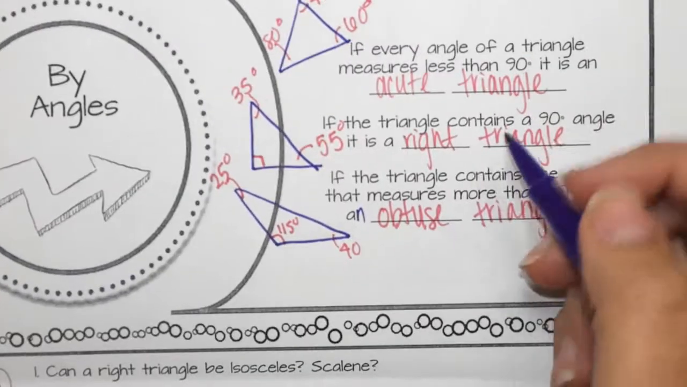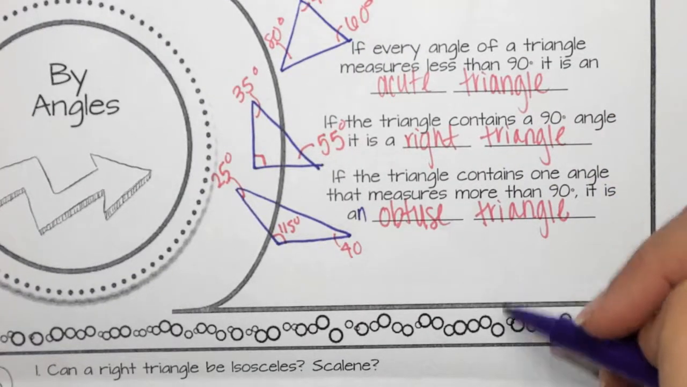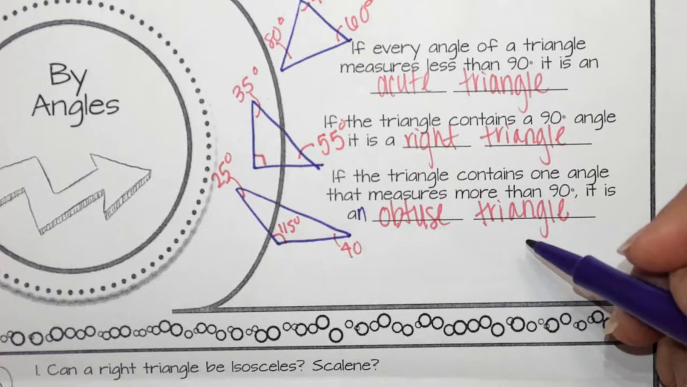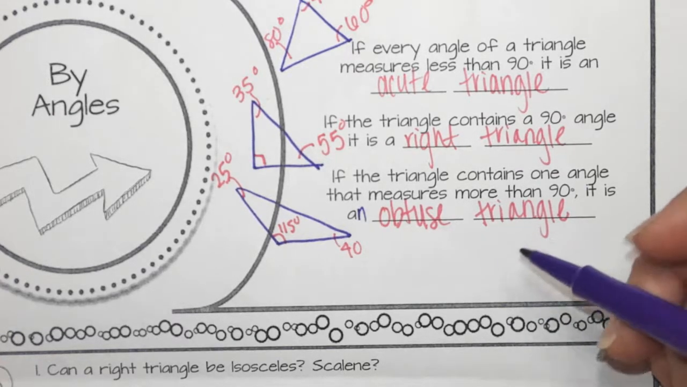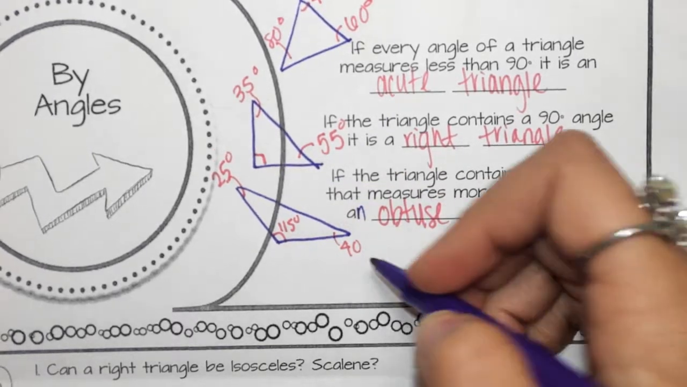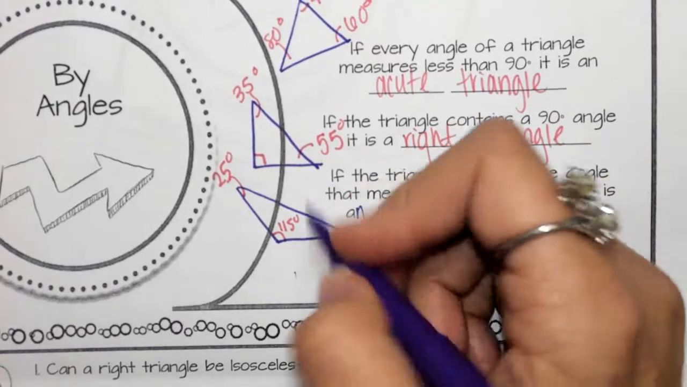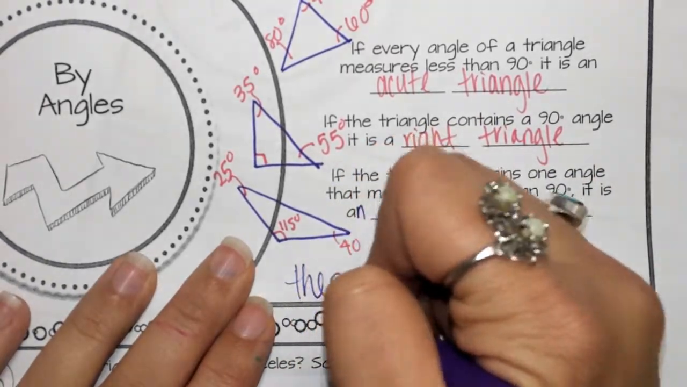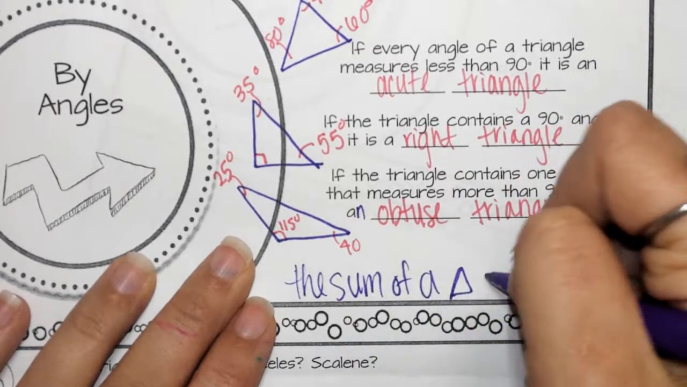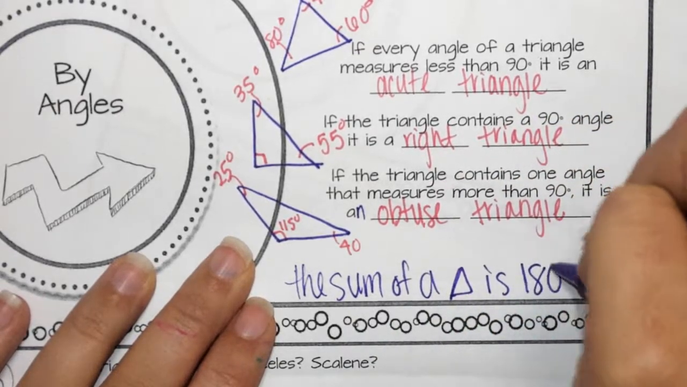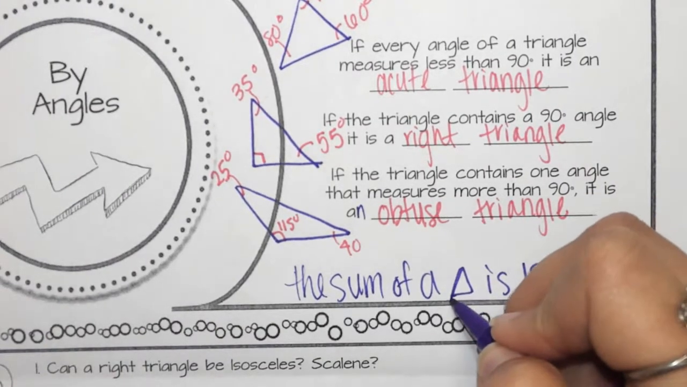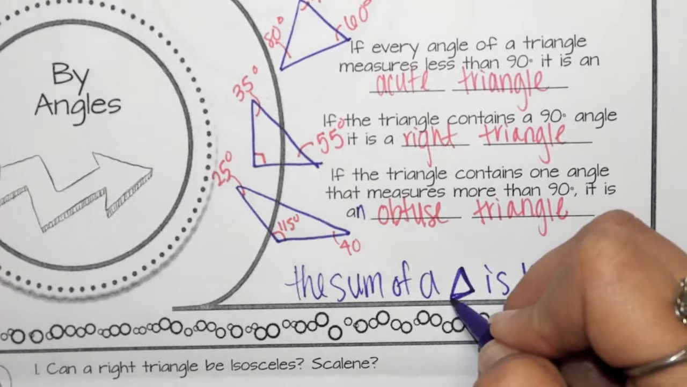Alright, so what is one thing that we learned from this part of our lesson? That we need to use calculators, but what else did we learn? The sum of a triangle is 180. Take a point, Aubrey. It's always going to be 180. Good job, Aubrey. The sum of a triangle is 180 degrees.